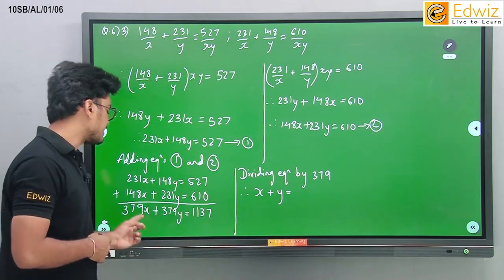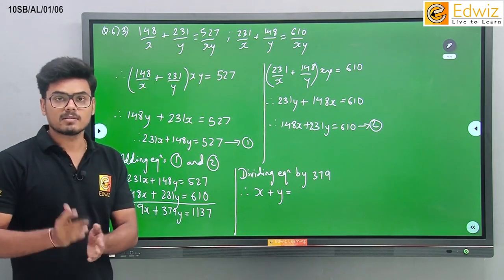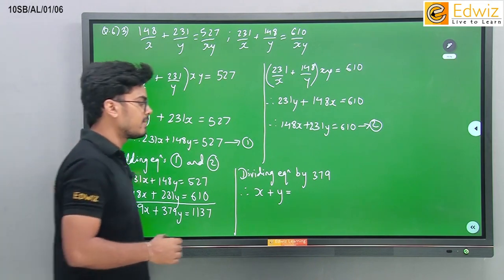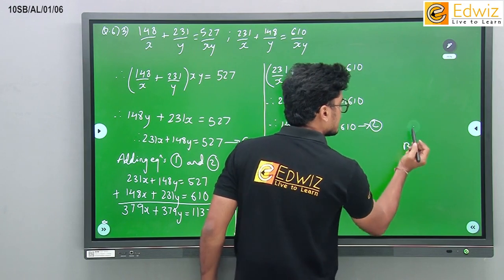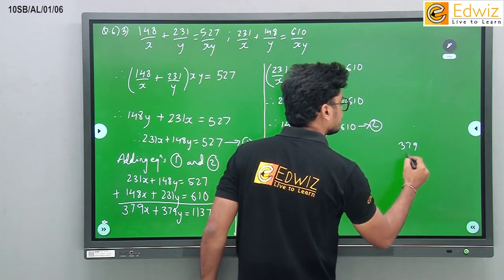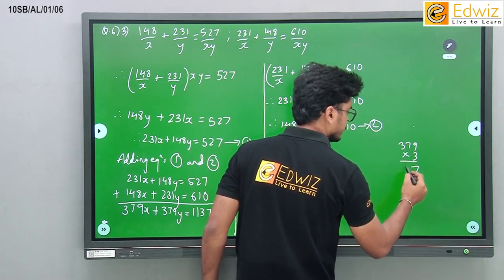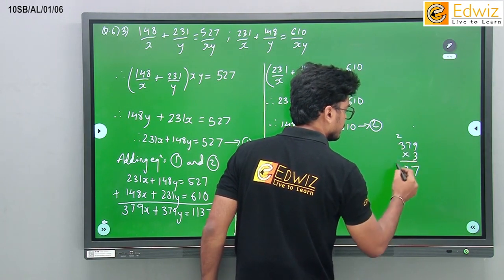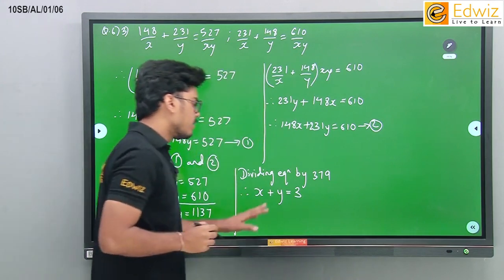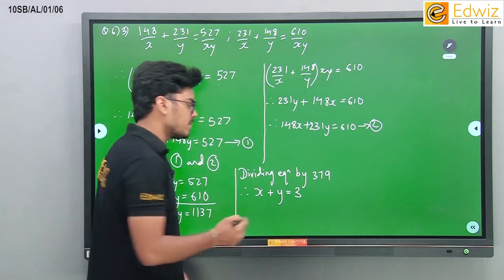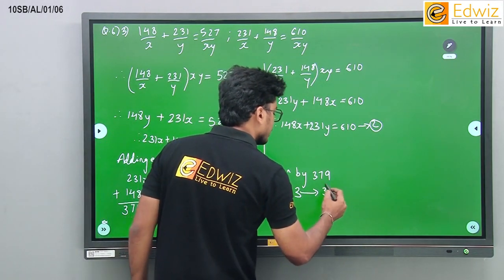When we divide by 379, you will find out that 379 into 3 is 1137. So here we will get 3. We can check. 379 into 3. Okay, we are getting 1137. That's why I wrote it directly. So this becomes my new equation, that is equation number 3.